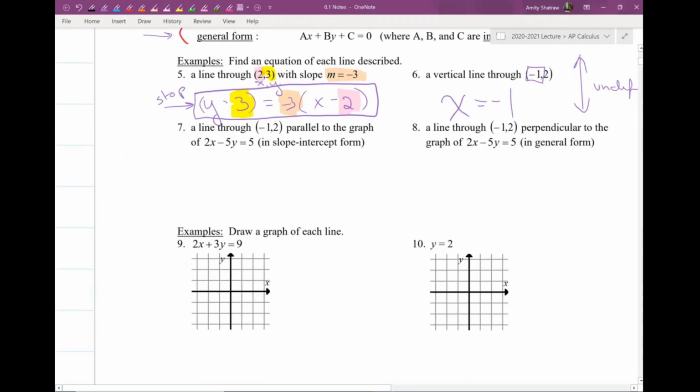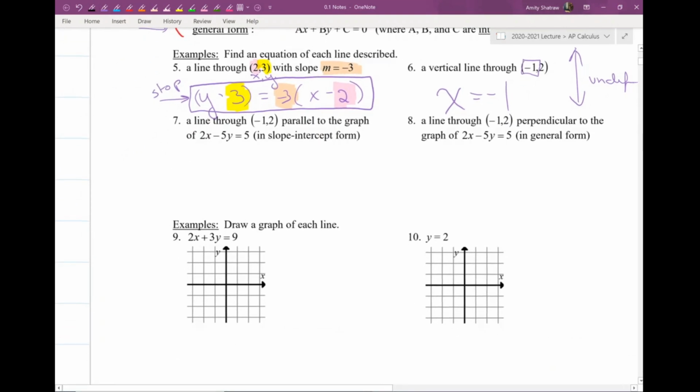All right, so a line through -1, 2 that is parallel to the graph of 2x minus 5y equals 5, in slope-intercept form. Do you remember how to use the trick? The trick to find the slope when it is in standard form. I showed that in the freestyle. I myself am not so good with that trick, so the first thing I'm going to do is find the slope. And if you do remember the trick, then you can move on here, right? You just fast forward, be like, I know what the slope is.